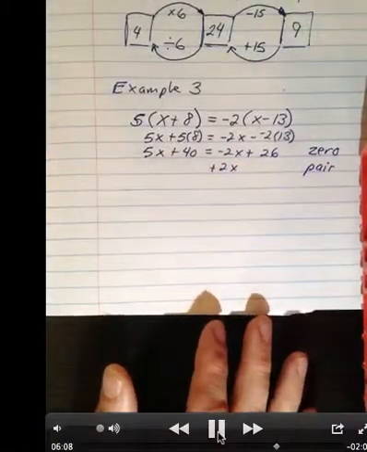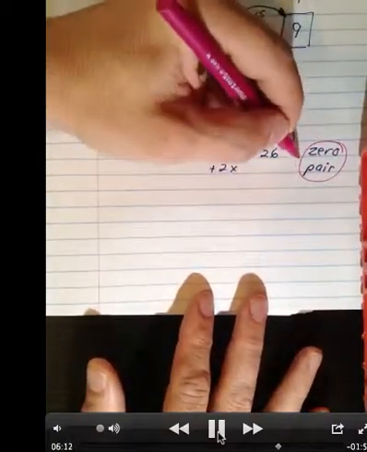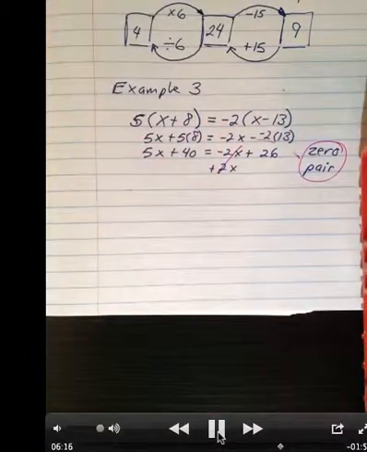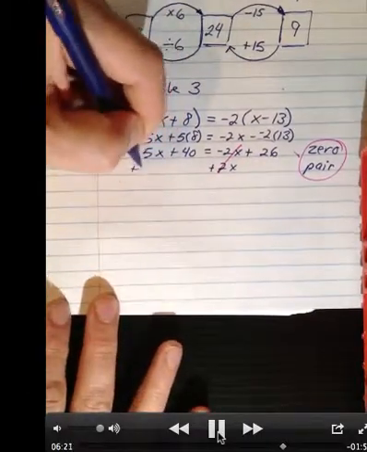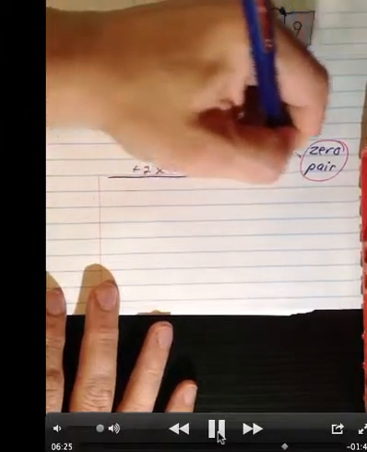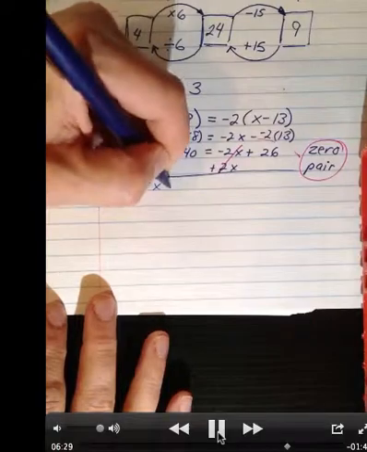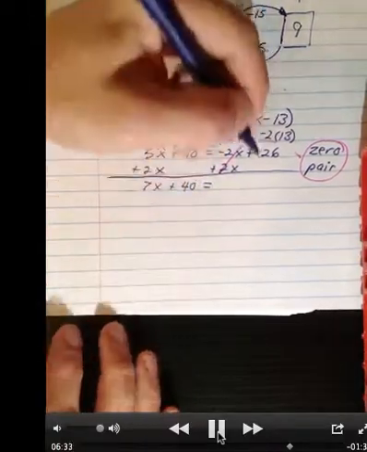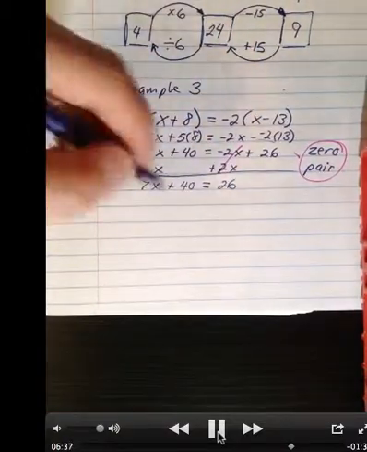The zero pair is created to eliminate the negative 2x. Whatever I do on one side of an equation, I have to do on the other to keep it balanced. 5x plus 2x is equal to 7x. We now have a two-step equation, and that's the goal, is to get it to a two-step equation so that we can backtrack.